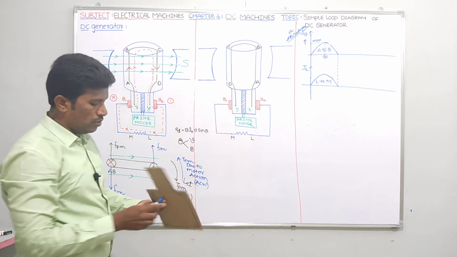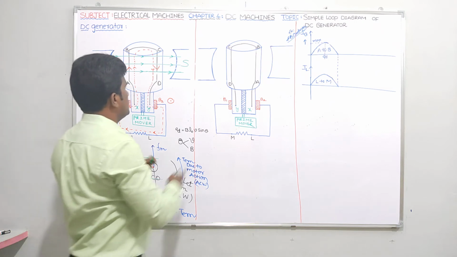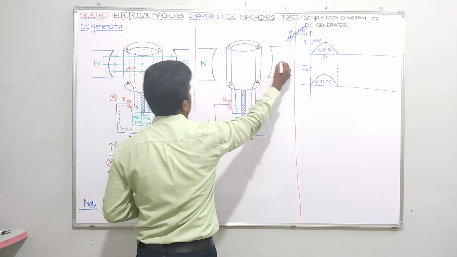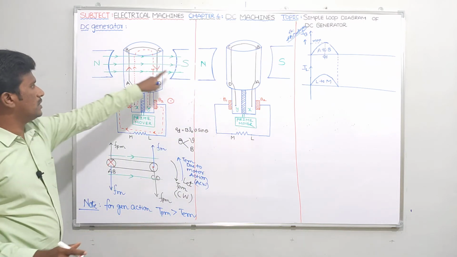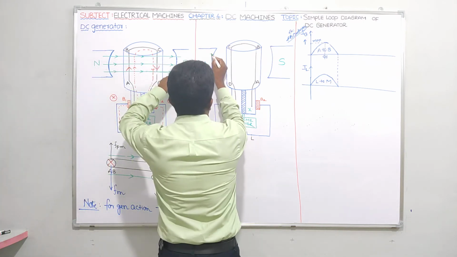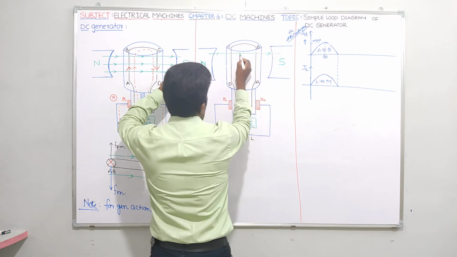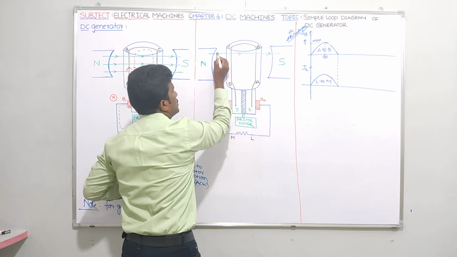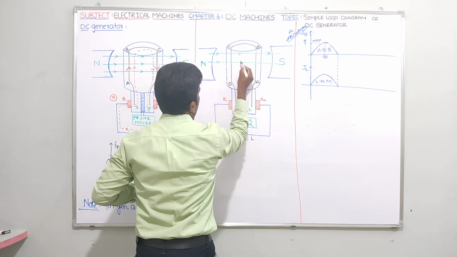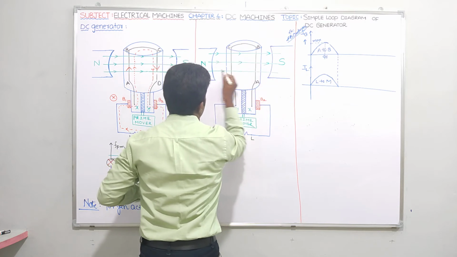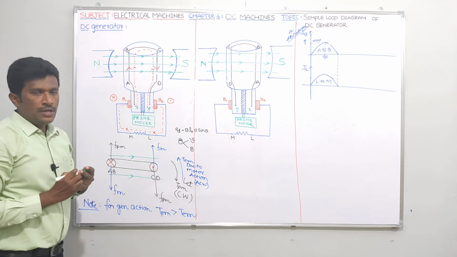Now once again, as I told you, since we are giving DC supply for excitation, this becomes once again the north pole and this becomes the south pole only. Always, as I told you, flux lines start from the north pole surface and reach the south pole surface. So let me draw some more flux lines here. Some more flux lines. That's it. Now please tell me once again.